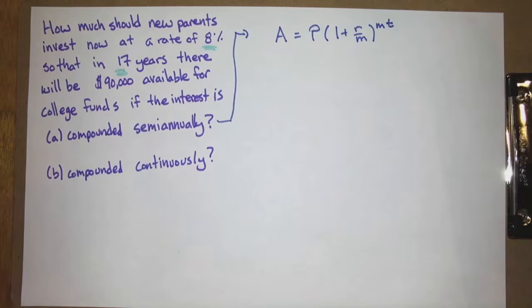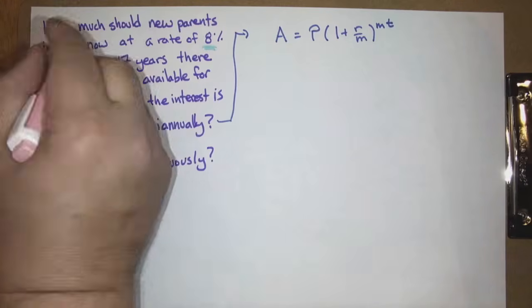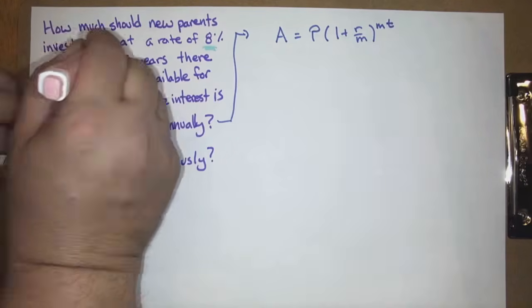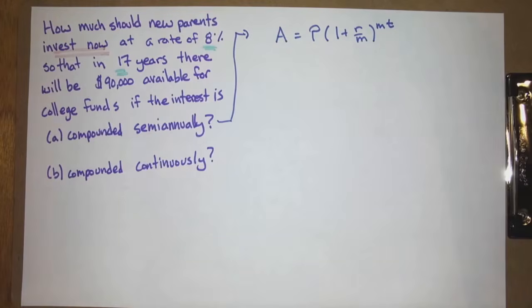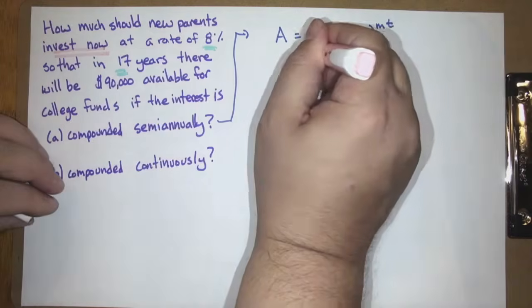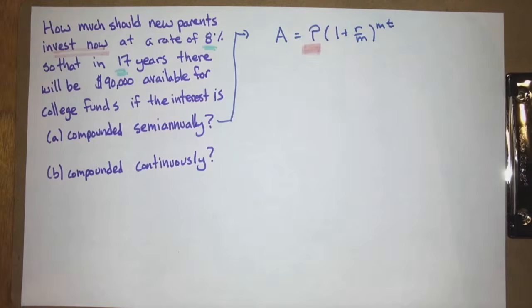So let's figure pieces out. First off, question. What are we solving for? P. Yes! So it's how much should we invest now? So what's our initial investment? So this P, that's what we're solving for. All right, good.